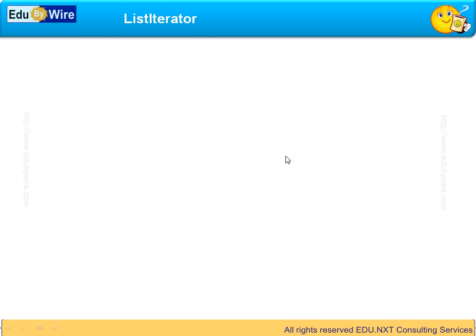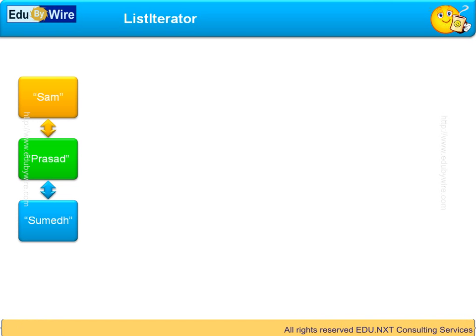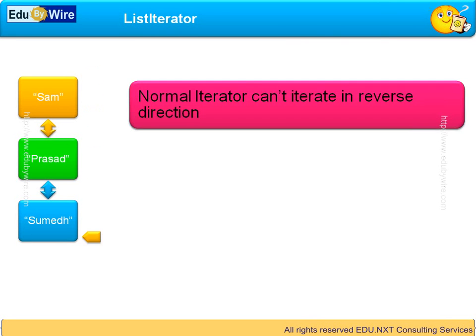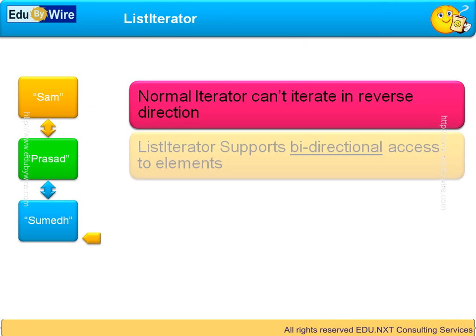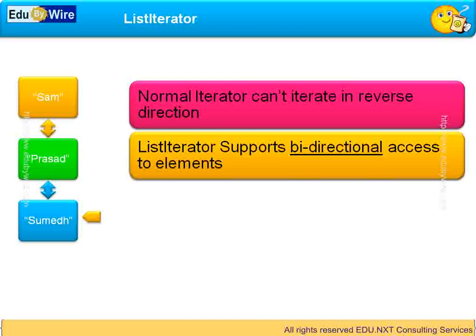Let us understand a special iterator called ListIterator. Here is the same example of a list containing three strings, Sam, Prasad and Sumed. We know that using a normal iterator, you can traverse these elements in forward direction. But you can't traverse the elements in reverse direction. That's where you can use ListIterator. It supports bidirectional access to the elements of the list.